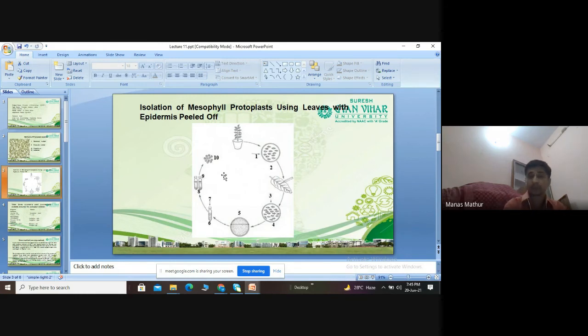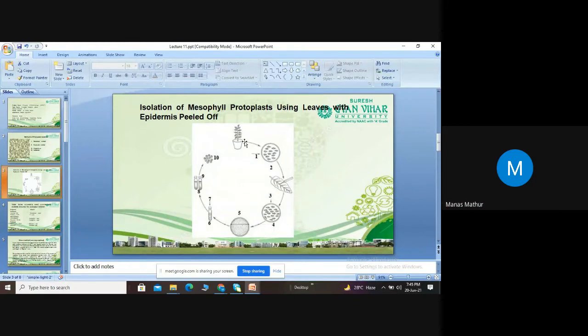So this method is based on the mechanical approach, in which we are using a certain instrument or device. It is called isolation of mesophyll protoplast, in which we have peeled off the epidermis. Because we have used a knife or some technical device, this method is called the mechanical method. But nowadays this method is not so preferred because the purity of the protoplast is not very good. So scientists have preferred the enzymatic method.